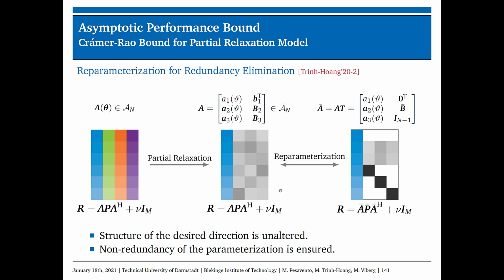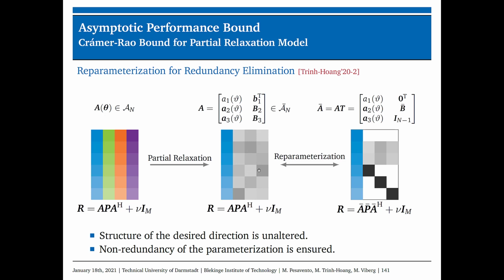In this case, the covariance matrix is a sufficient statistic for the parameter estimation. Hence, we study the representation of the covariance matrix in the stochastic model for the partial relaxation model. In order to satisfy the necessary condition for the invertibility of the Fisher information matrix, and therefore the existence of the Cramér-Rao bound, we need a non-redundant parameterization of the transmit covariance matrix P, as well as the steering matrix A under the partial relaxation model.